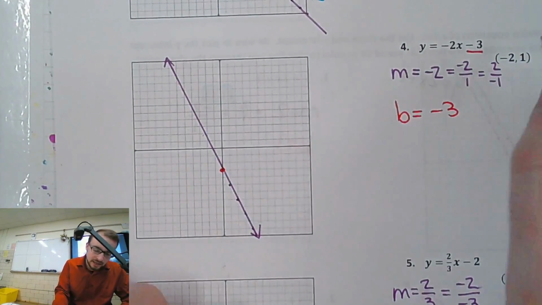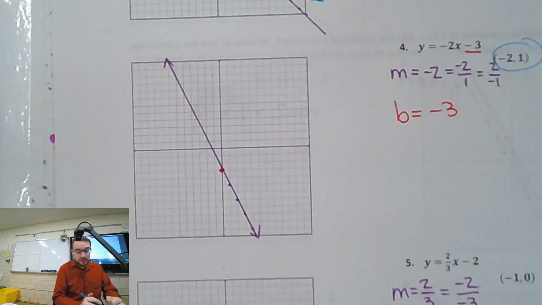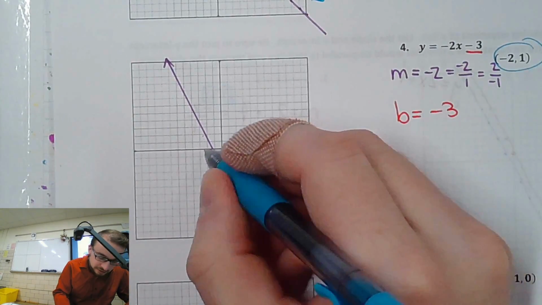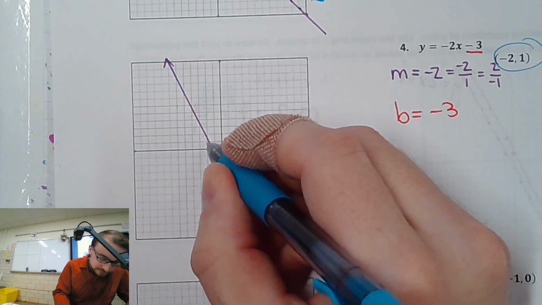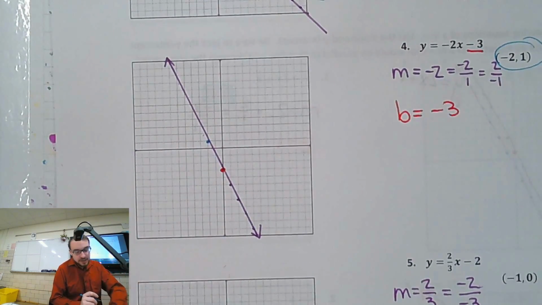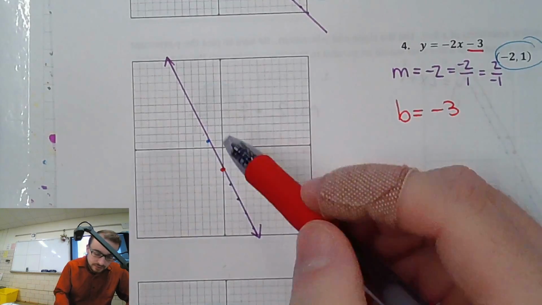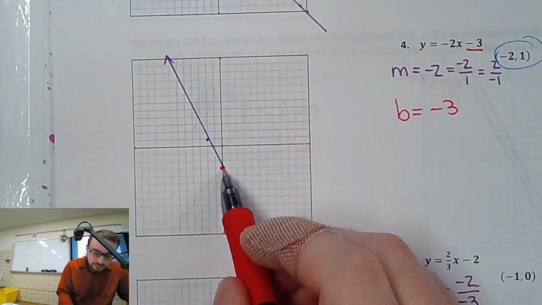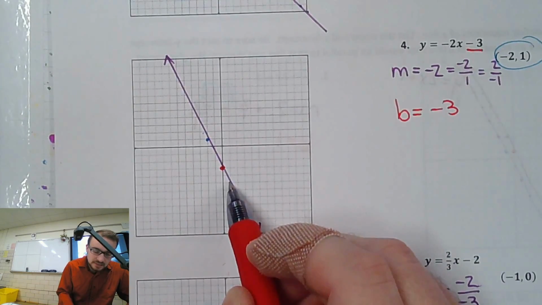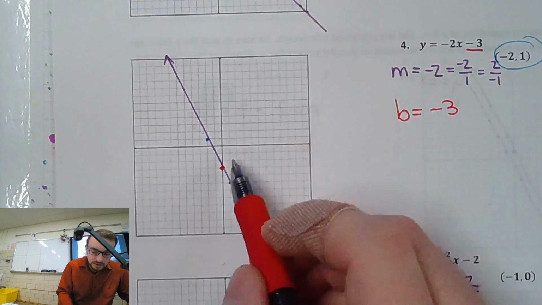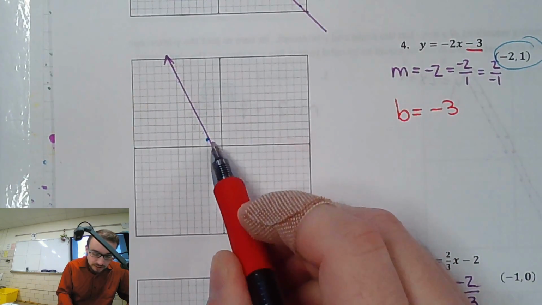Now we want a parallel line that goes through negative 2 comma 1. Negative 2 in the x direction, I should say, and 1 in the y. Now the question is, is that blue dot on the line or is it not? Let's find out. If I use my slope, negative 2 over 1, from this dot I end up here. If I use the other slope, same thing, just a different way of thinking about it, up 2 left 1, ends up here.